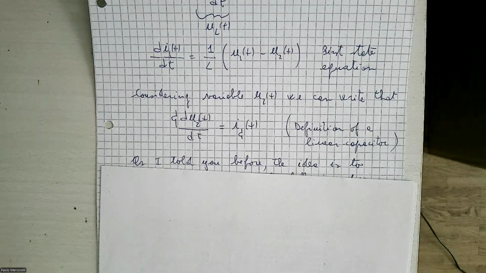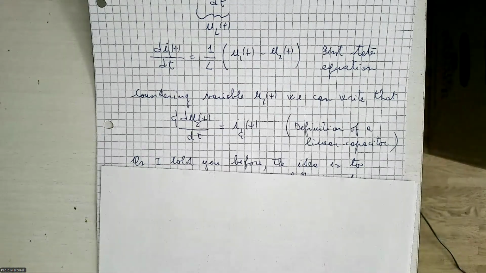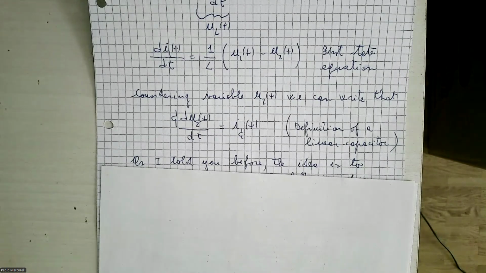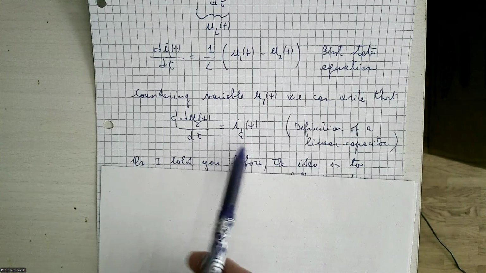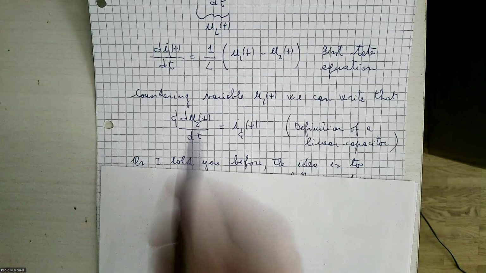Second equation. The second equation is extremely easy, if you think, because it's related to the second state. As I told you, the second state is U2, the voltage on the capacitance. And if you remember the definition of the capacitor, we have this equation: the current on the capacitor is equal to C times the derivative of U2 with respect to time.